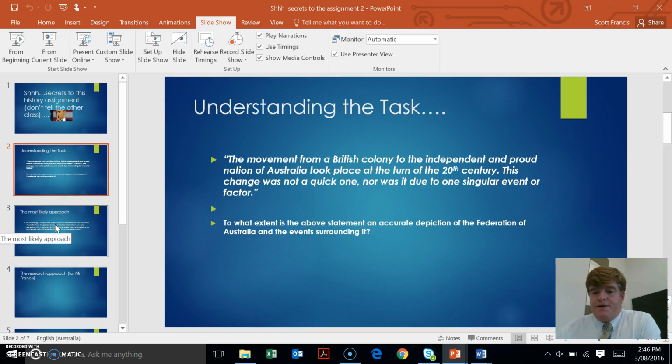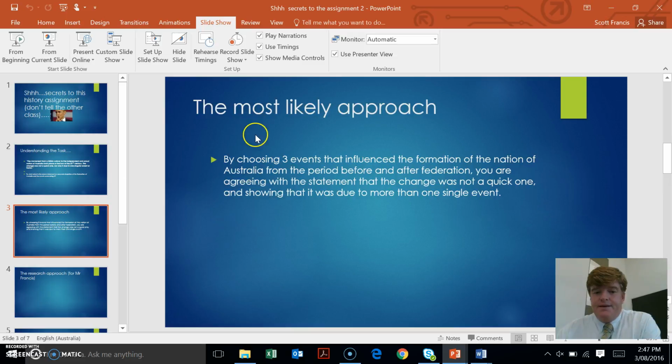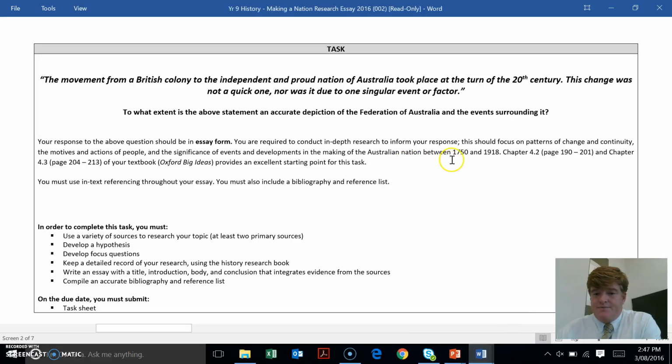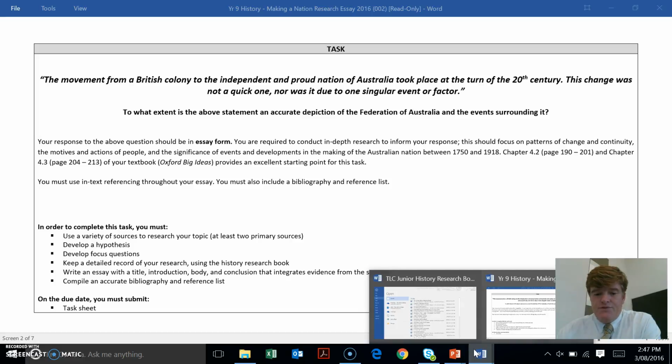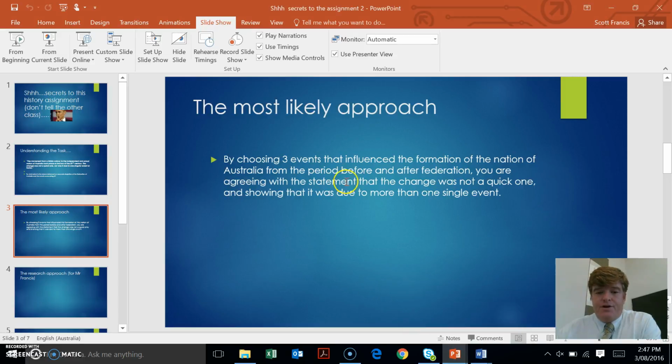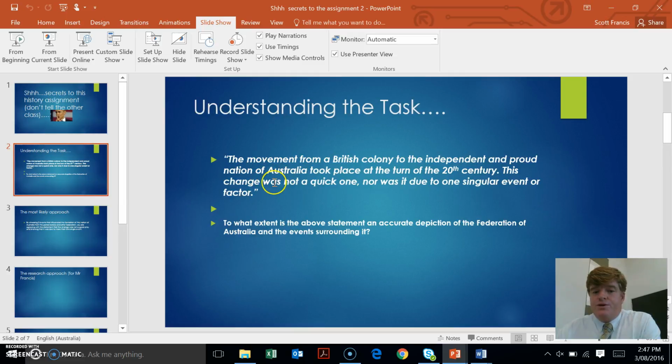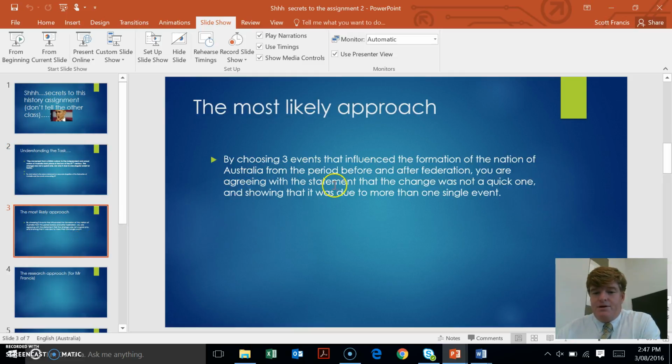Here's how I think most people are likely to approach this task. If you were to choose 3 events that influenced the formation of the nation Australia from that period set out in the task sheet, so 1715 to 1918, if you choose 3 events from that period of time, straight away you're showing that it's not just one single event. You're agreeing that it's a number of events. And the fact that it happens over a period of time is that you're saying that you're agreeing with this idea that it wasn't a quick change. It was a change that happened over time.